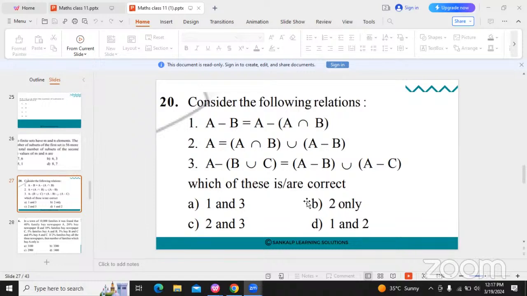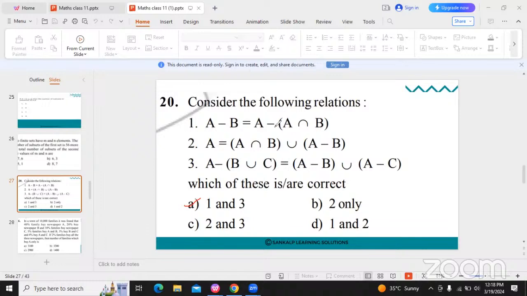So according to you, which option is correct? Only option A is correct here, statements 1 and 3. Why? Students, try to understand. It is a very simple technique. Option 1 is correct. So why is option 1 correct? Option A is the right answer.